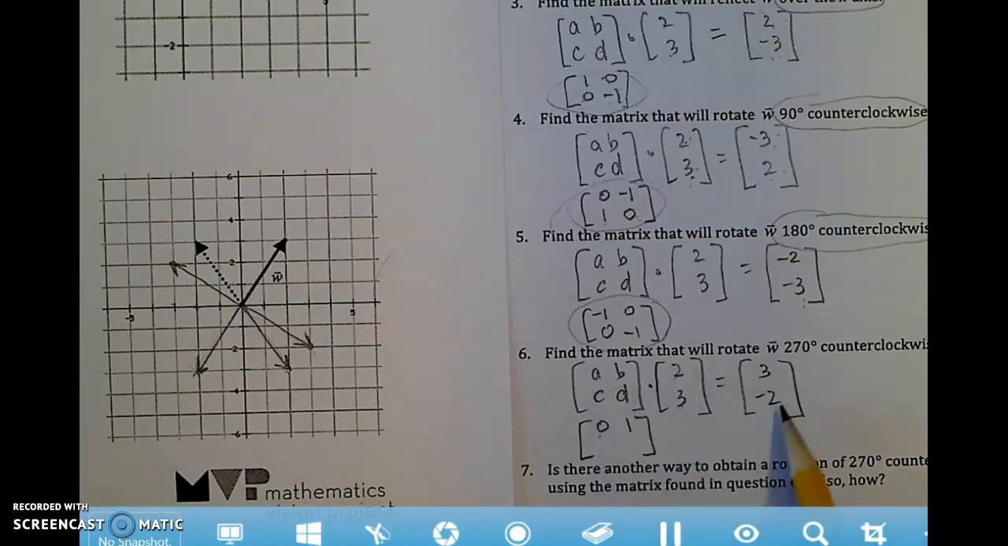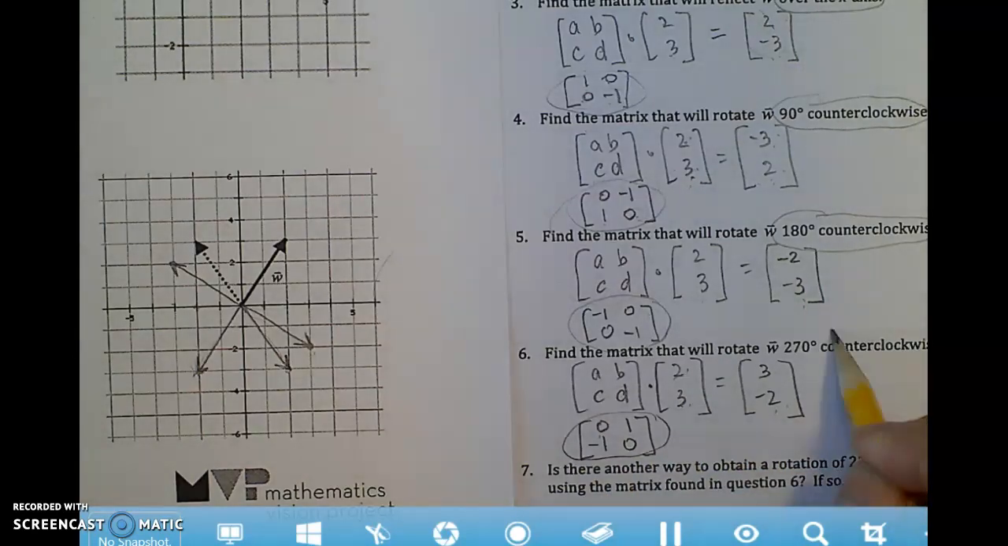Row times column, I need that to be a -2, so -1, 0 is going to get it done. -1 times 2 is -2, 0 times 3 is 0. Add those together, you get -2. So here's the matrix that's going to do a 270 degree counterclockwise rotation.